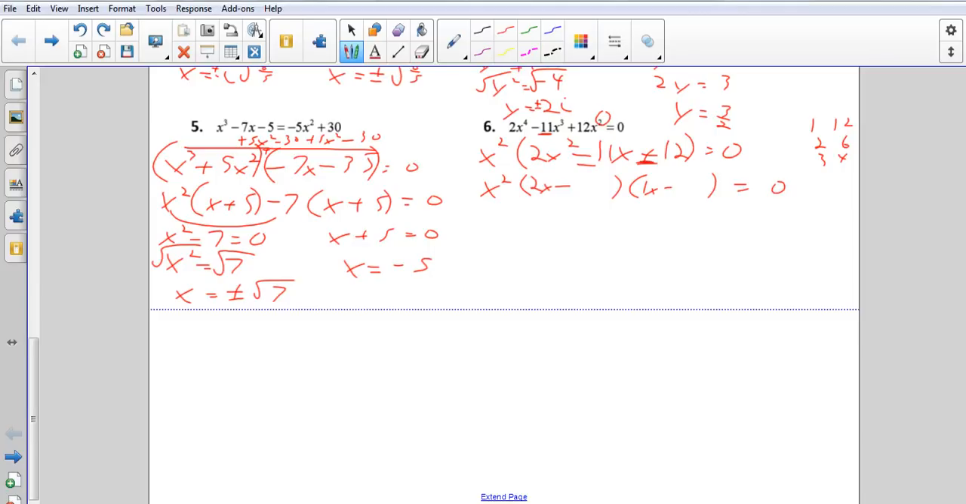Okay, so if I do 2 times 4, that will give me 8. 1 times 3 will give me 3. 8 plus 3 is 11. So now I have x squared equals 0, so x is 0. I have 2x minus 3 equals 0. I'm going to add 3 and divide by 2. And I have x minus 4 equals 0. Add 4. And there are my answers.